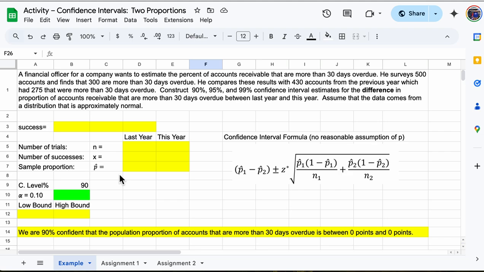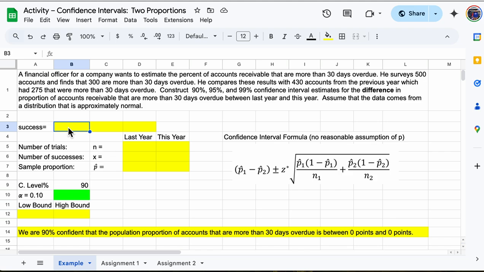He compares, this is the new part, these results with 430 accounts from the previous year, which had 275 that were more than 30 days overdue. Construct a 90, 95, 99% confidence interval estimate for the difference in population proportion of accounts receivable that are more than 30 days overdue between last year and this year. And the data comes from a distribution that's approximately normal.